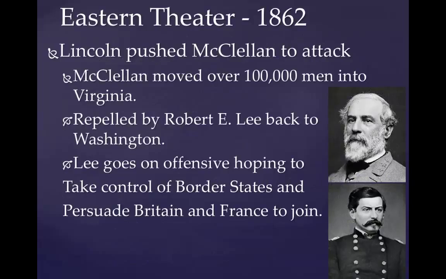So continuing with the Eastern Theater here, now after Bull Run, in 1862, you get a couple more battles that we're going to be talking about here as the major ones. There are obviously a lot more smaller battles, but we're just going to be talking about the big ones and how they shifted the momentum of this war. But as I was saying, Lincoln was obsessed with trying to get McClellan to attack.